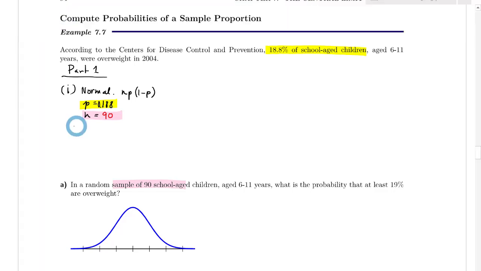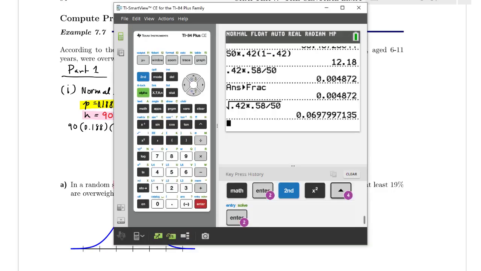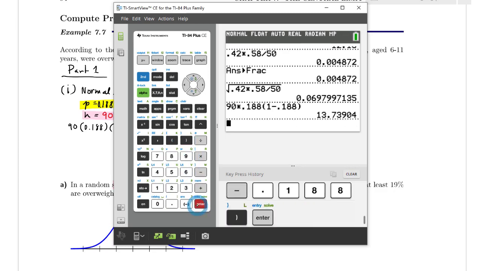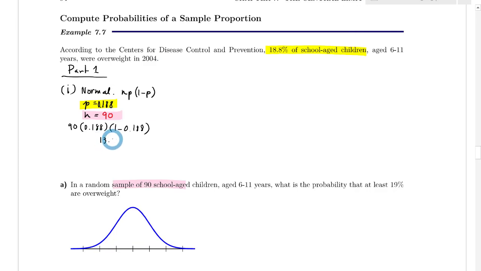If we want to calculate it, let's calculate 90 times 0.188 times 1 minus 0.188. Let's see what that is in our calculator. So 90 times 0.188, and I'll just use a parenthesis and 1 minus 0.188, and close it and hit enter. And so I get 13.7, which is definitely greater than or equal to 10. And so this is verified, and we can assume normality.